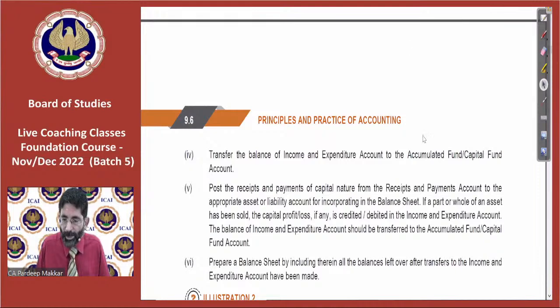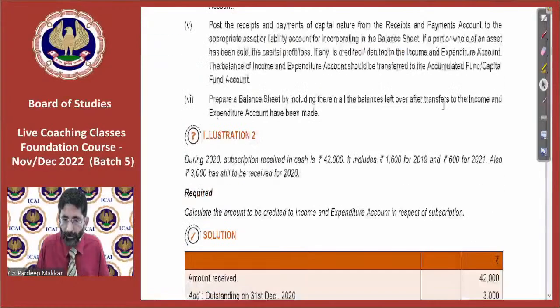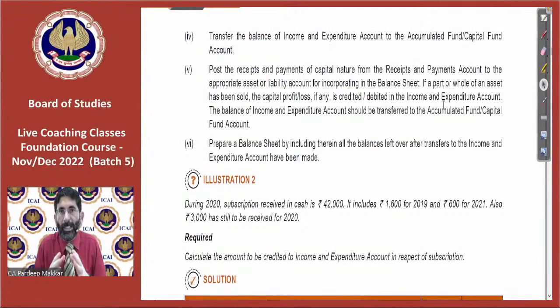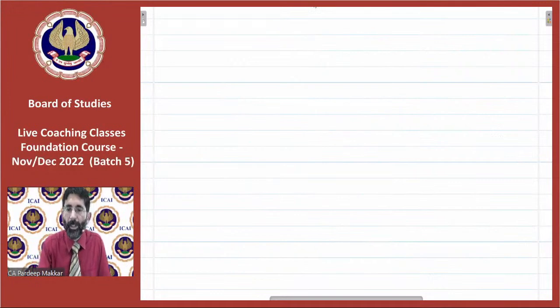So, coming to illustration number 2. Now you have to understand this: in our income and expenditure account, we have to enter only those items which are due during the year. And whenever we calculate an amount to be entered in the receipt and payment account, you enter whatever amount is paid by us during the year. For that, you have to make some adjustments. Okay, write it down.